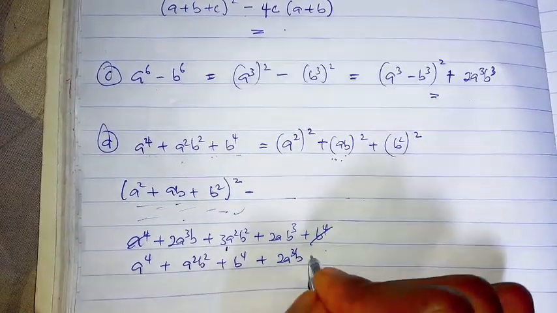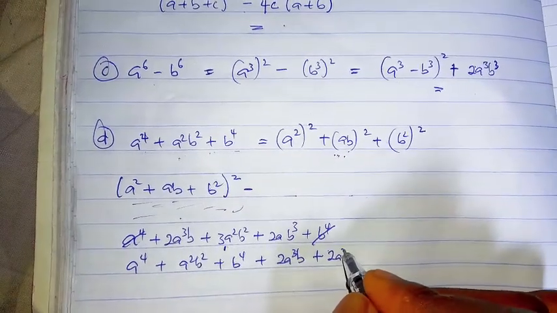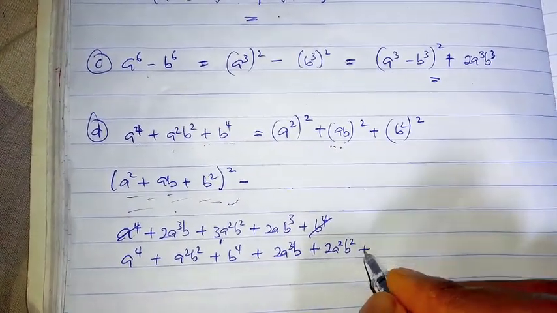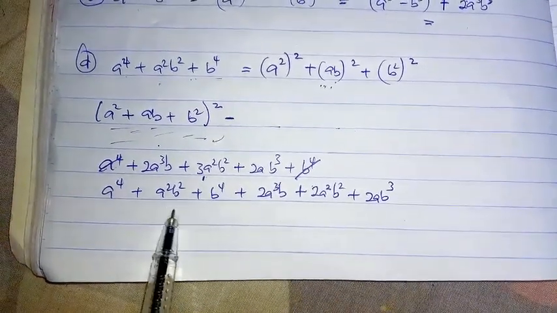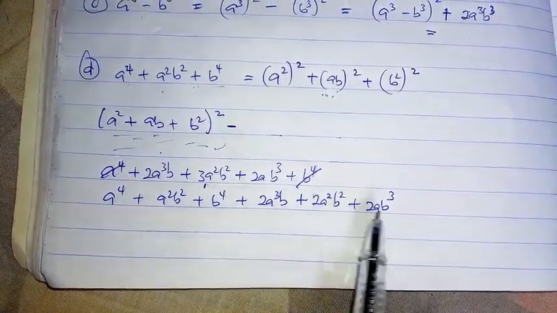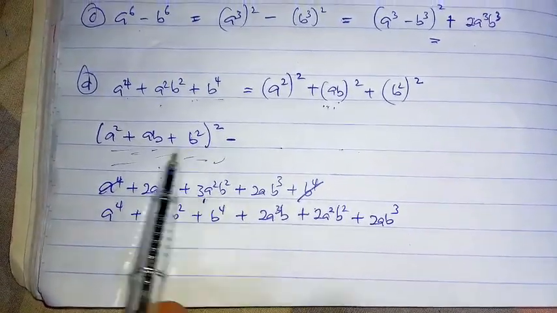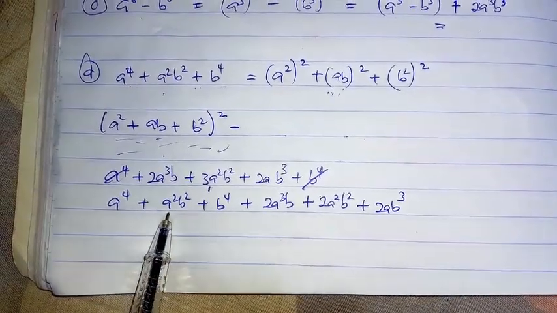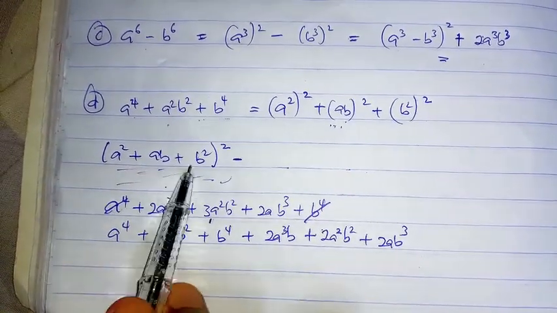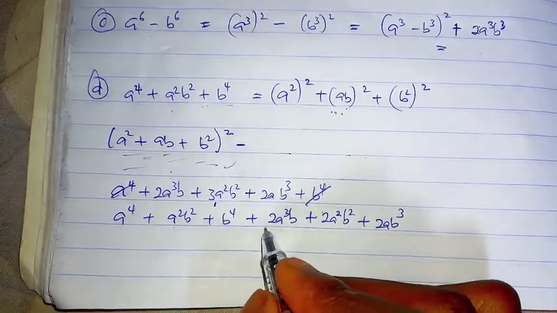2a cubed b plus 2a squared b squared, then plus what? 2ab cubed. Now you can see that we have more than one a squared b squared here, in the expansion of this. But I just need one of it because of what I want to do to easily get my factored form. So what remains? What remains is all this.